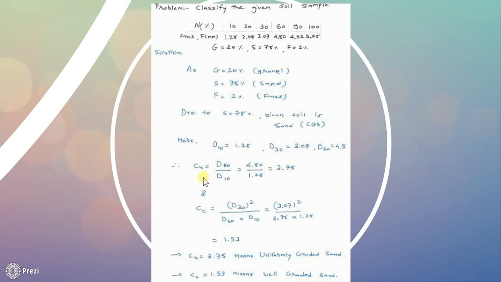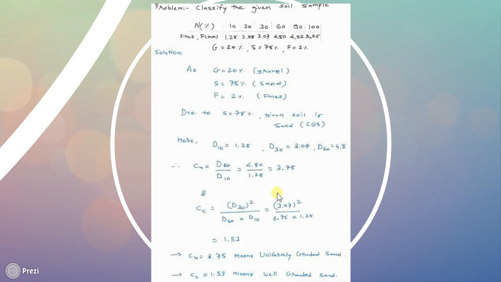From the previous table, we should remember that if the Cu value is less than 5, it will be uniform size particles or uniformly graded soil. Now let us find out Cc. Cc is equal to D30 squared upon D60 into D10. Putting in all the values, I get Cc equal to 1.53. We should remember that if Cc lies between 1 and 3, the soil type will be well-graded soil.